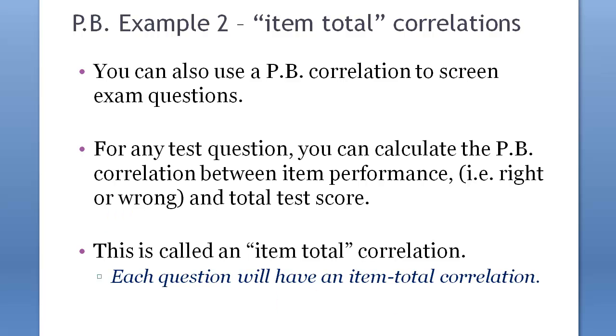You can also use point biserial correlation to screen exam questions. For example, for any test question, you can calculate the point biserial correlation between item performance, right or wrong, and total test score. This is called item total correlation. So each question will have an item total correlation.